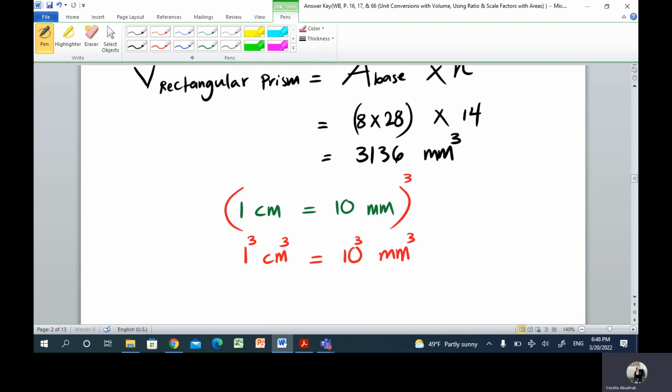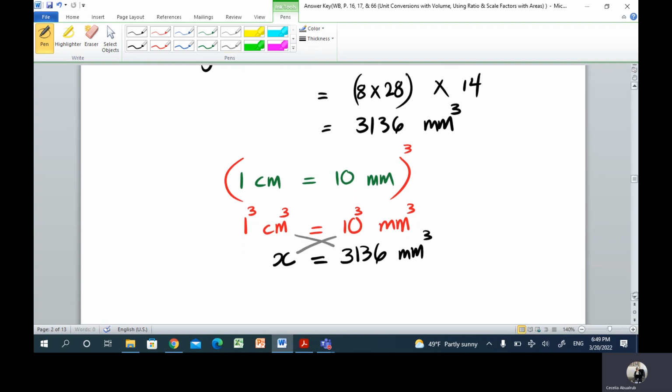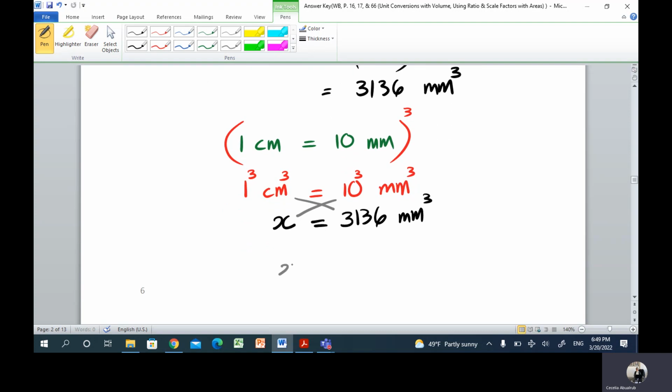What is it that we found? We found 3,136 millimeter cubic. So we place it underneath millimeter cubic. 3136 millimeter cubic is equal to, and this is my unknown. And I'm going to cross multiply to find the unknown. So x is equal to fraction line.